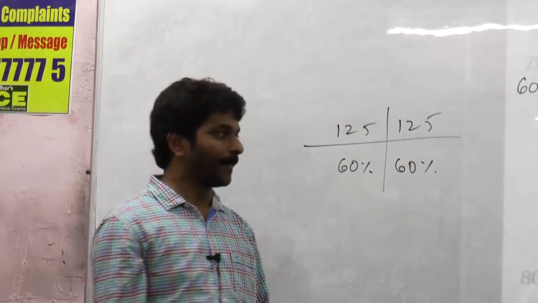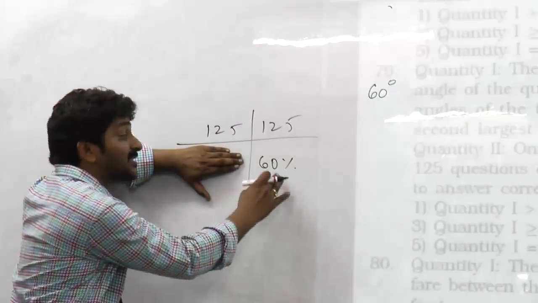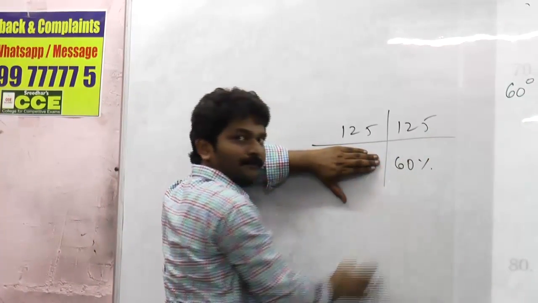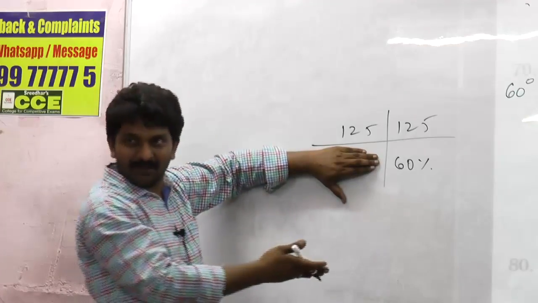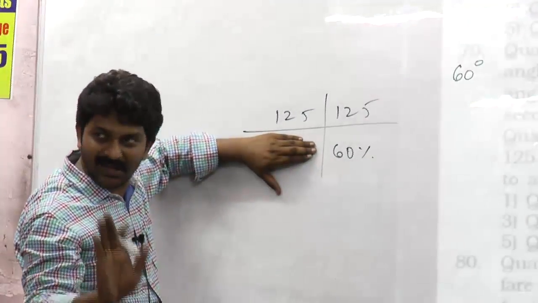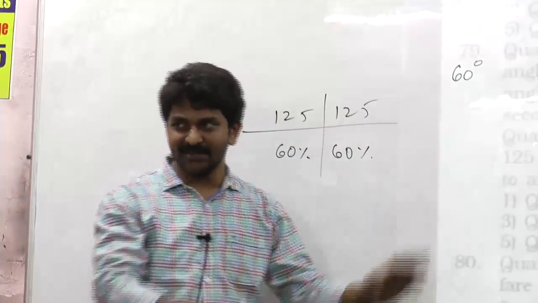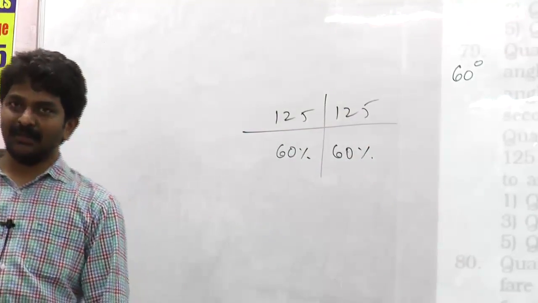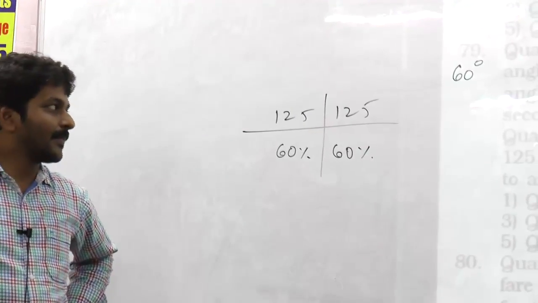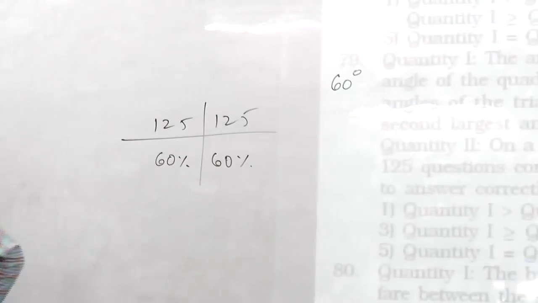But on first 125 questions she got only 40% correct. So to compensate that, she must score more than 60 or no? Yes or no? Quantity 2 is more than 60.